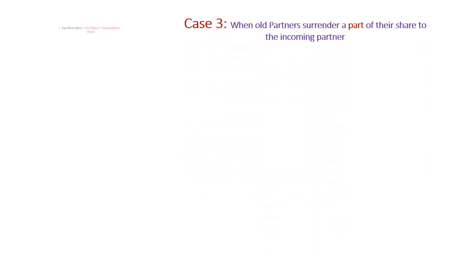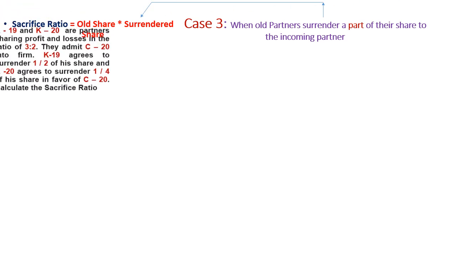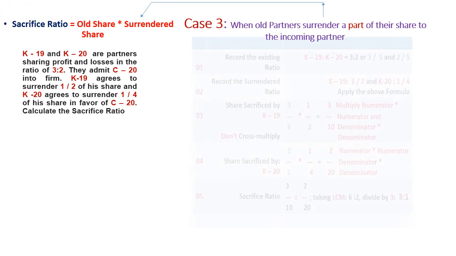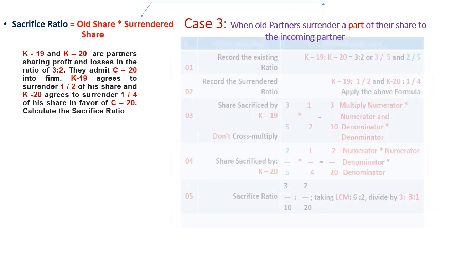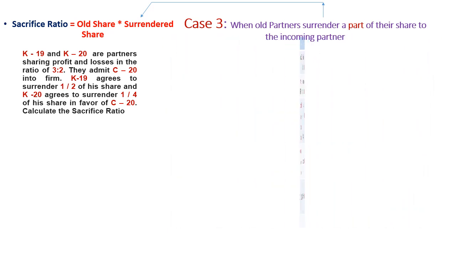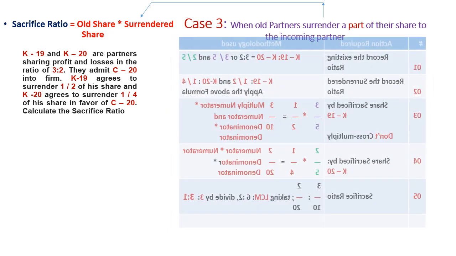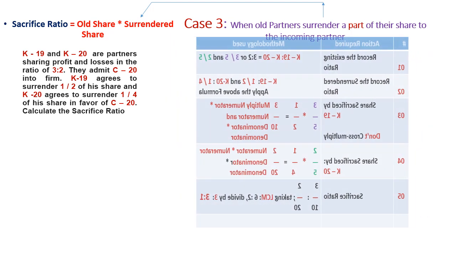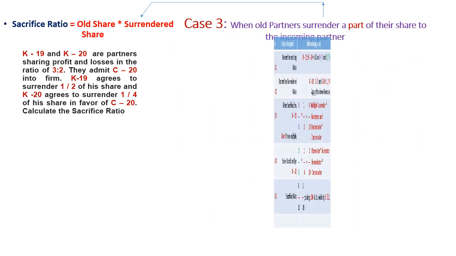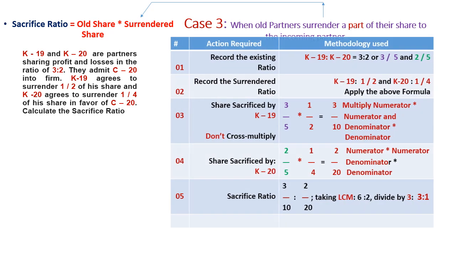Case 3. When both partners surrender a part of the share to the incoming partner. See how I connect between these two. Sacrifice ratio is equal to old ratio into surrender ratio. K19 and K20 are partners, profit sharing 3 is to 2. They admit C20, for which K19 agrees to surrender half and K20 one fourth.